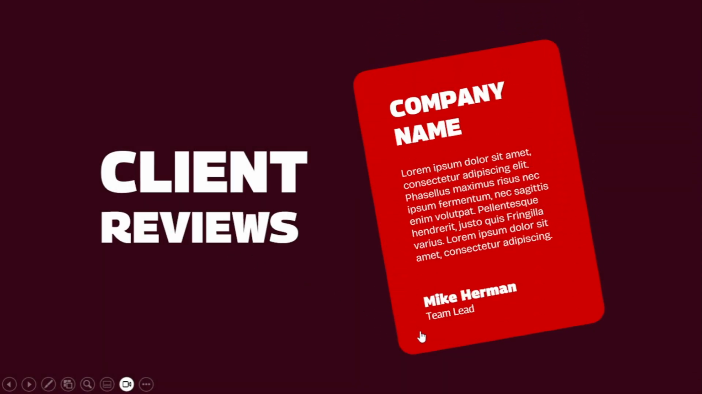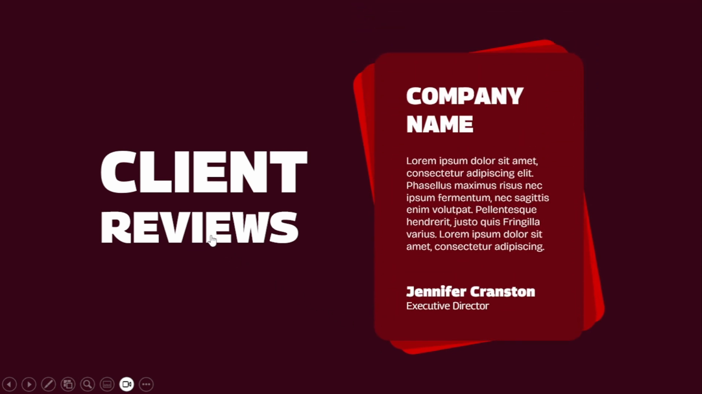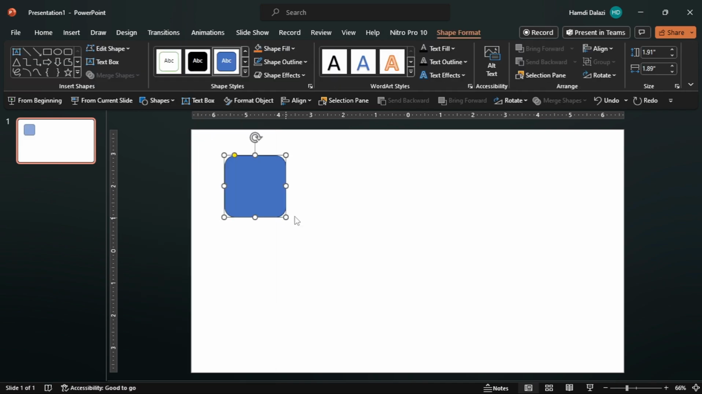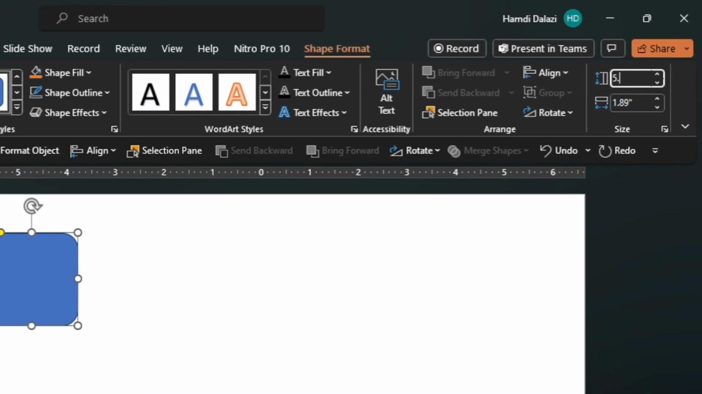In this video, I'll show you how to create this interactive rectangle card animation in PowerPoint. Let's begin by inserting a rounded corner rectangle on the slide. I'll use these dimensions.